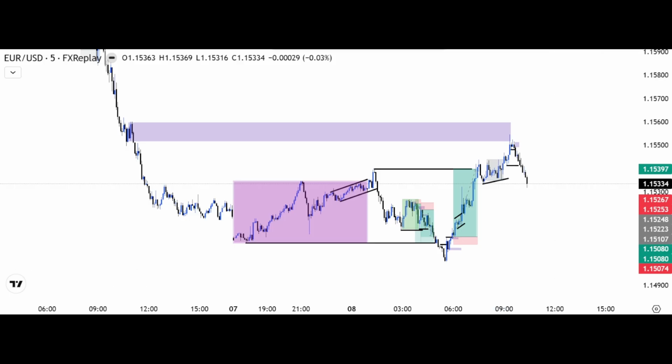$17,000 in simulated profit on a 100K profit challenge using nothing but liquidity trading, build up, inducement, point of interest mitigation. That's the whole system. No indicators, no guesswork, just structure. Now imagine having this system properly, knowing exactly what to look for, exactly when to enter, exactly where to exit.